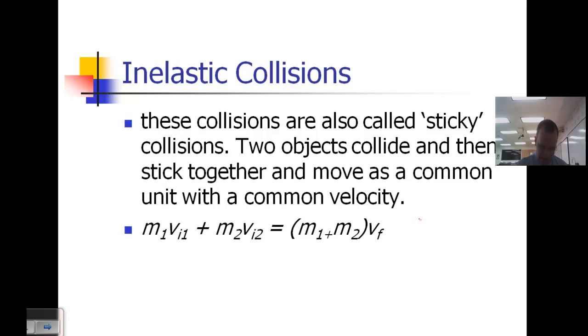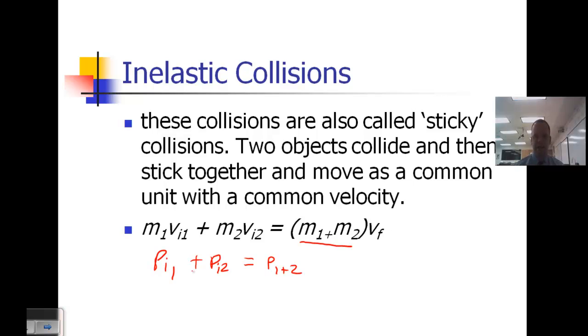So in this case, we still have the initial momentum of object 1 plus the initial momentum of object 2. They're moving separately. Then they're going to stick together. So we're going to do the momentum of object 1 plus 2 since they're all one object. So we'll add their masses together. They'll have the same velocity. So that's why this equation looks slightly different than last time, because these two objects are going to stick together and form one mass.